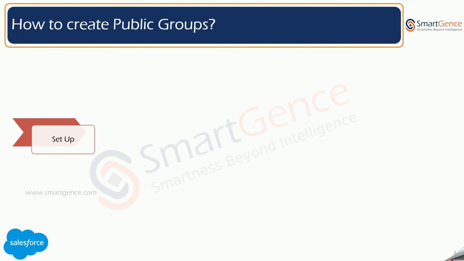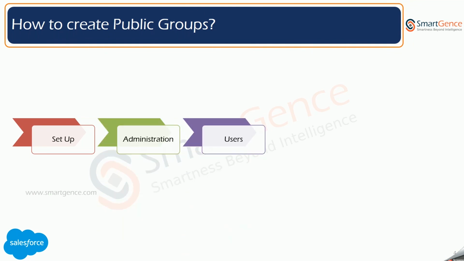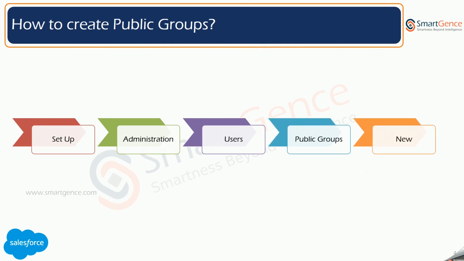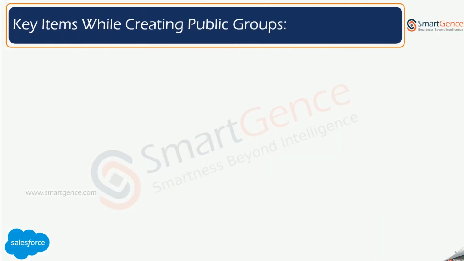Firstly, we need to navigate to Setup. In Setup, under Administration, we'll have Users. Under Users, we'll have Public Groups. When we click on Public Groups, we will see a small button called New. By clicking on New, we will be able to navigate to the public group creation page.